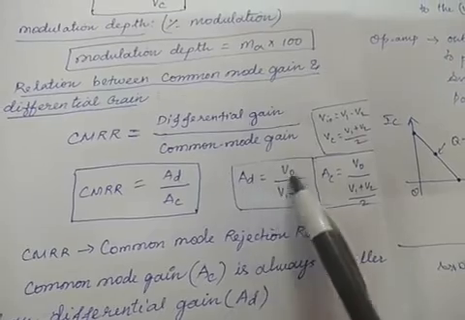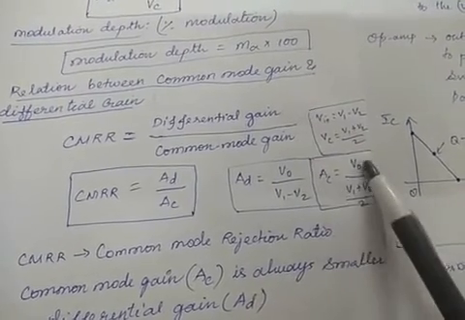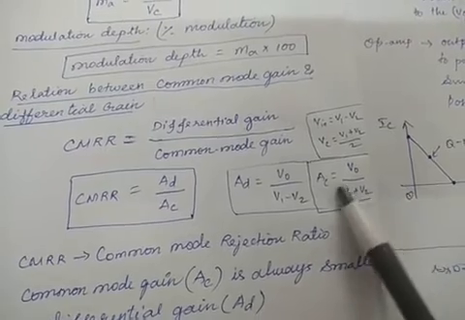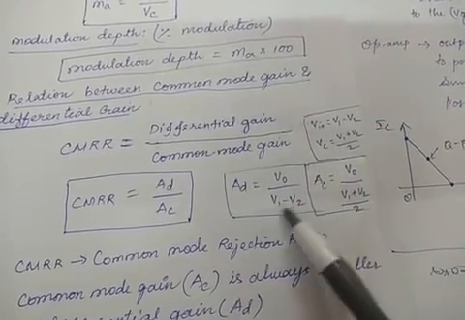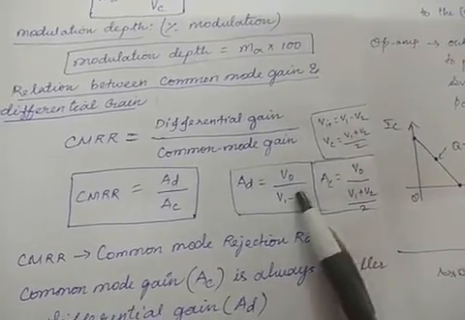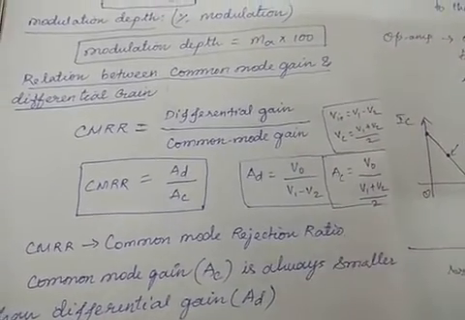And AD equals V out by V1 minus V2. AC equals V out by (V1 plus V2) by 2. This (V1 plus V2) by 2 means VC. V1 minus V2 means Vin. So along with this video, I'll also send a PDF. You check that PDF.